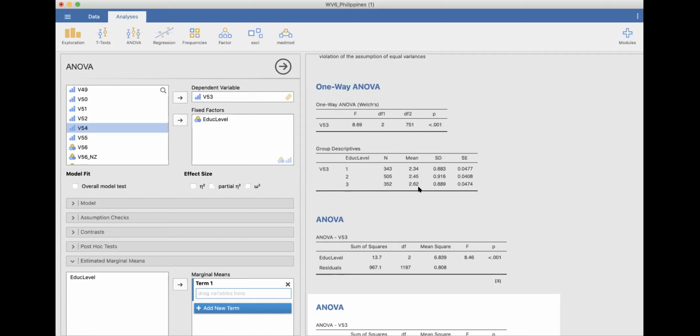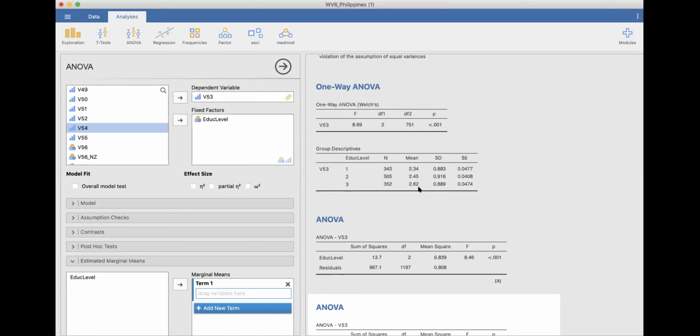All right, now, are these groups really different from each other? Is a 2.34 different from a 2.45? Is it different from a 2.62? Kasi they're all in that 2 point something range, right? And that is where a post hoc test is important. Post hoc tests tell us which groups might be significantly different from each other.